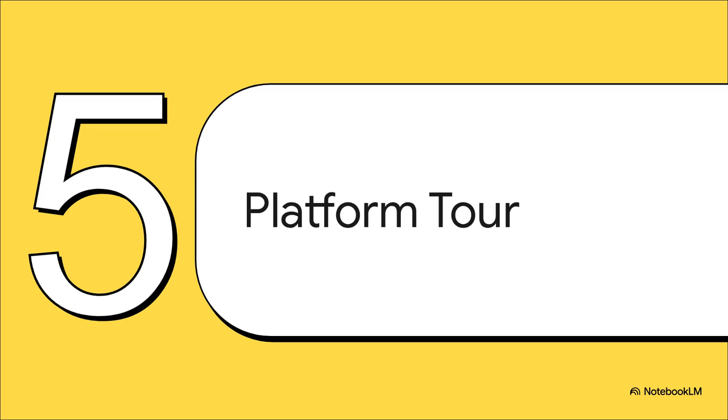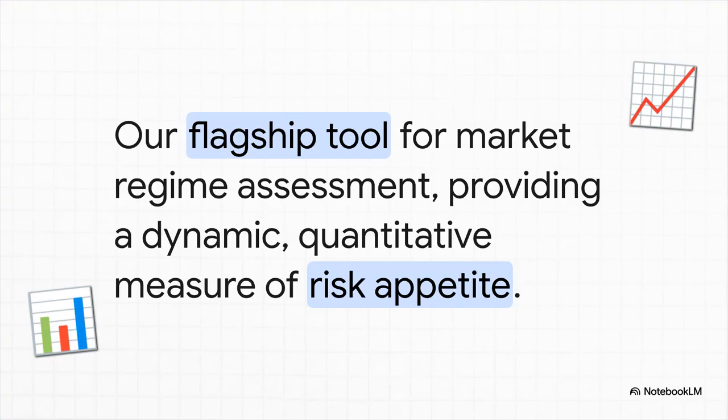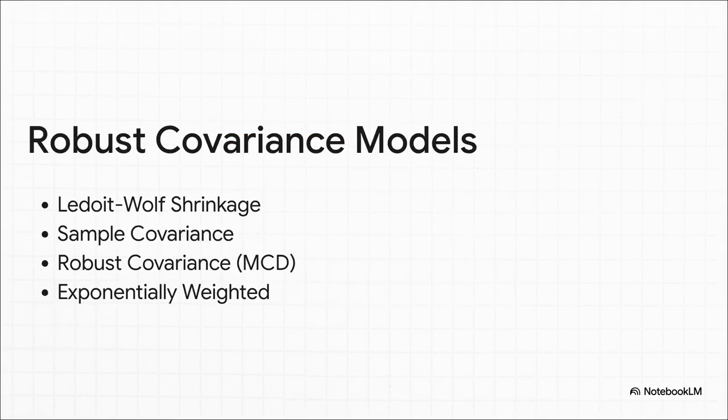Okay, let's now move to a guided tour of the platform's core components. This is where you can see our methodology put into practice. We'll begin with our flagship tool for market regime assessment, the Financial Turbulence Barometer, or FTI. This dashboard gives you a dynamic, quantitative measure of the risk appetite in the market. Now, the FTI is not just one number. It's really an ensemble signal.